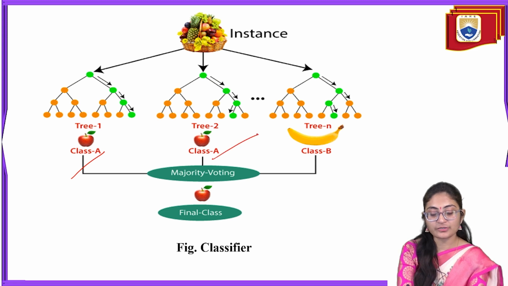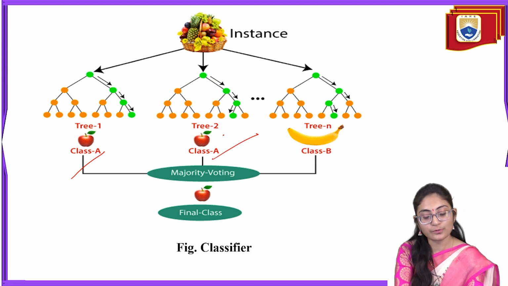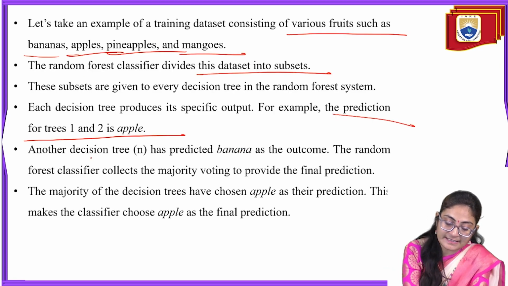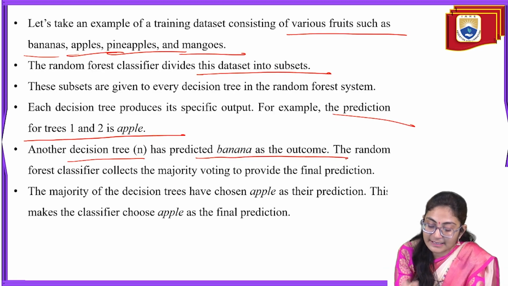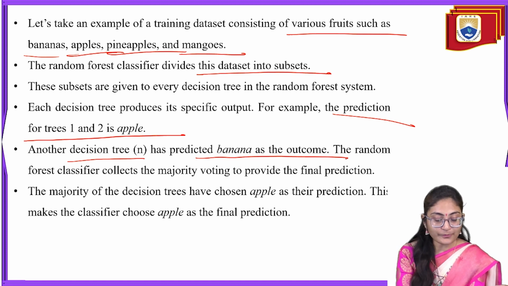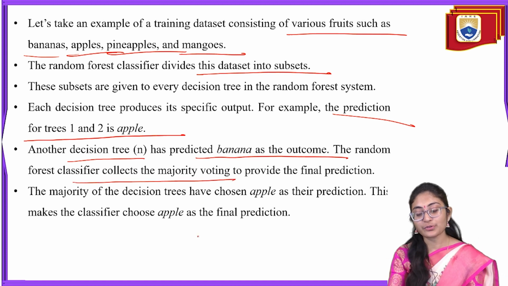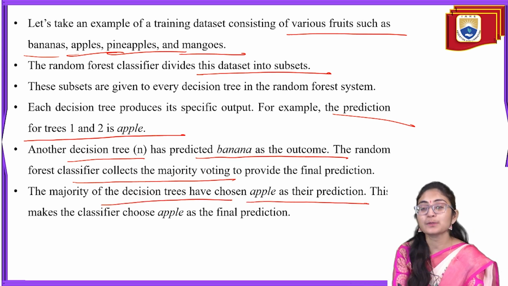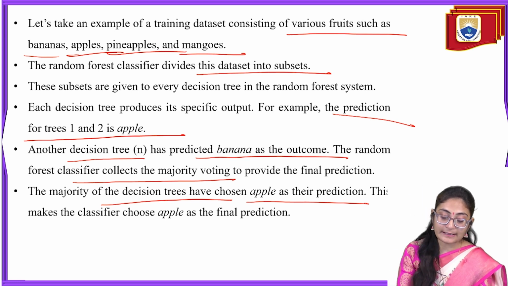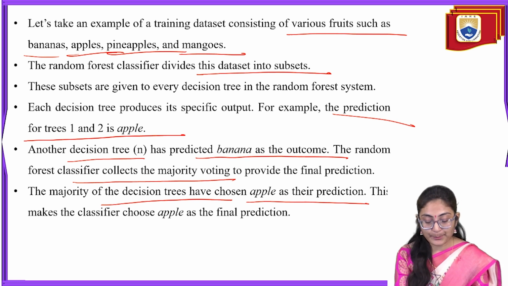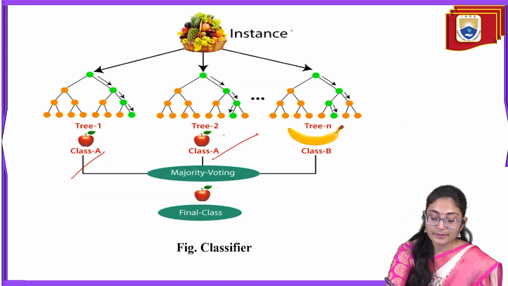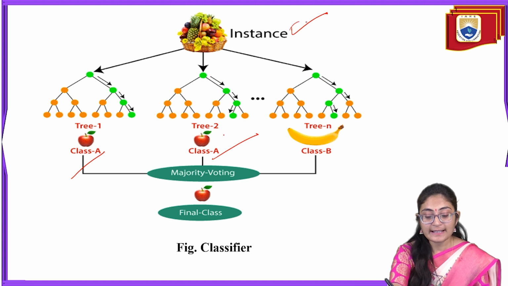Prediction 1, and prediction for tree 1 and tree 2, there are predictions of apple. And another decision tree N has predicted banana as the outcome. The random forest classifier collects the majority voting for providing the final prediction. The majority of decision trees have chosen apple as their prediction, and this makes the classifier choose apple as the final decision.